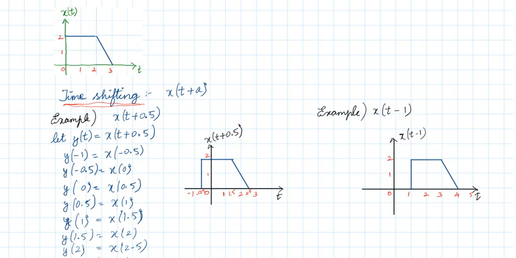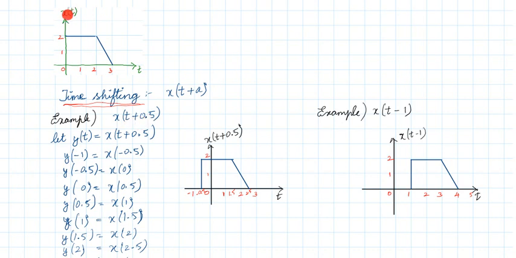Similarly, pause the video and look at this table. I am assuming y of t equals x of t plus 0.5. I am putting various sample values of t, so that I can plot this signal. First I put t as minus 1: minus 1 plus 0.5 is minus 0.5. Simply speaking, it is t plus 0.5. What is the meaning? The signal is advanced by 0.5.